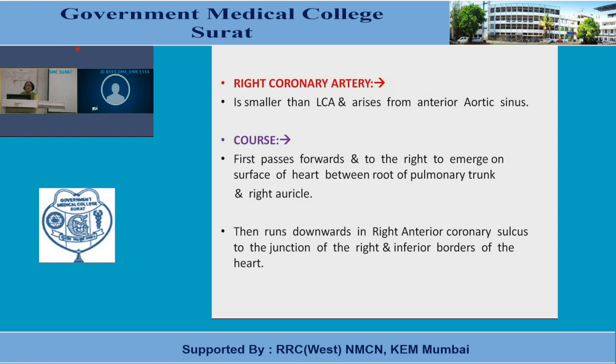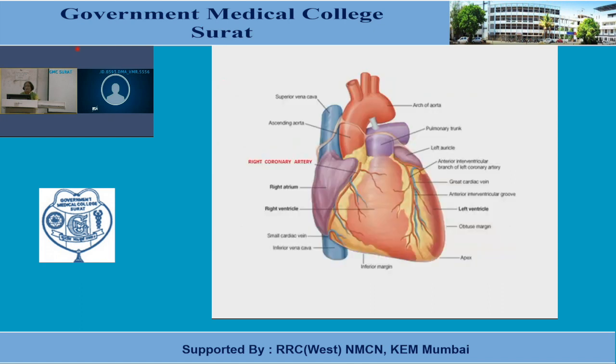It is smaller than the left coronary artery and arises from the aortic sinuses. We can see it here in the diagram. These are the chambers of the heart. This is the left ventricle, which conveys purified blood to the other parts of the body through the aorta. The aorta is divided into 3 parts: ascending aorta, arch of aorta and descending aorta. Now our ascending aorta gives rise to the aortic sinuses: 1 anterior aortic sinus and 2 posterior aortic sinuses, right and left.